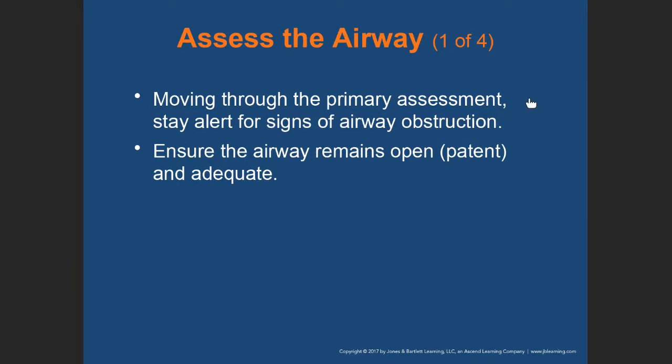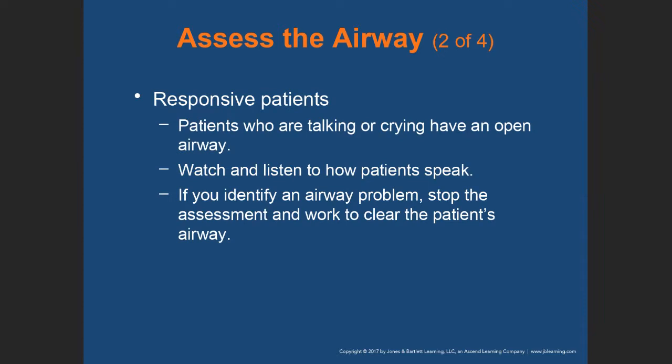Now, after you have done your LOC assessment, the next step is to assess and manage your airway. Moving through the primary assessment, stay alert for signs of airway obstruction, and ensure that the airway remains patent and adequate. Responsive patients who are talking or crying have an open airway. Watch and listen to how the patients speak. If you identify an airway problem, stop the assessment and work to clear the patient's airway.